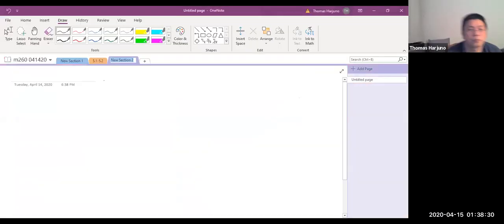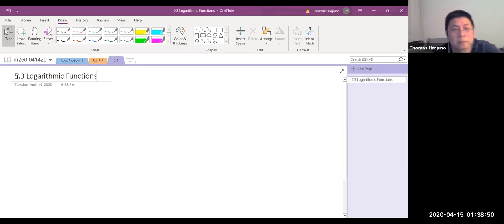Anyway, let me go back to my notes. I go to 5.3. For this 5.3, it is logarithmic function. Now, of course, I cannot finish this section within 15-20 minutes, but at least I get you the very basic, something I really, really need you to have. What is that? Definition.